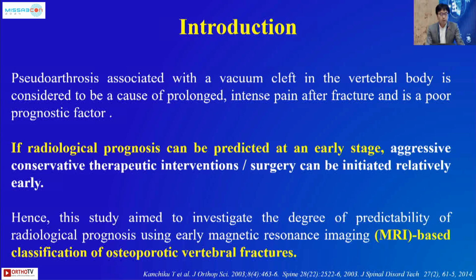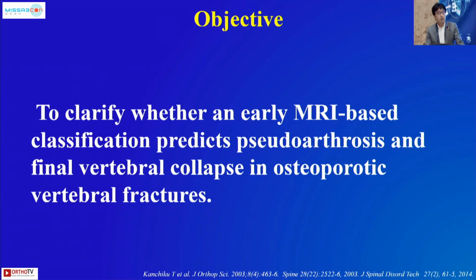If radiological prognosis can be predicted at an early stage, aggressive conservative therapy intervention or surgery can be initiated relatively early. So this study aimed to investigate the degree of predictable radiological prognosis using early MRI-based classification of osteoporotic vertebral fracture. We clarified whether an early MRI-based classification predicts pseudoarthrosis and final vertebral collapse in osteoporotic vertebral fractures.